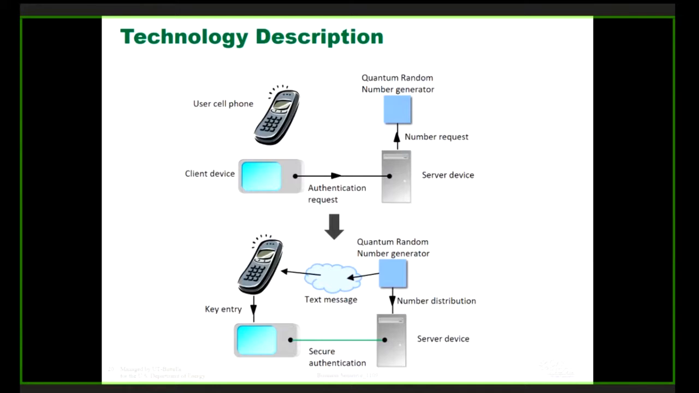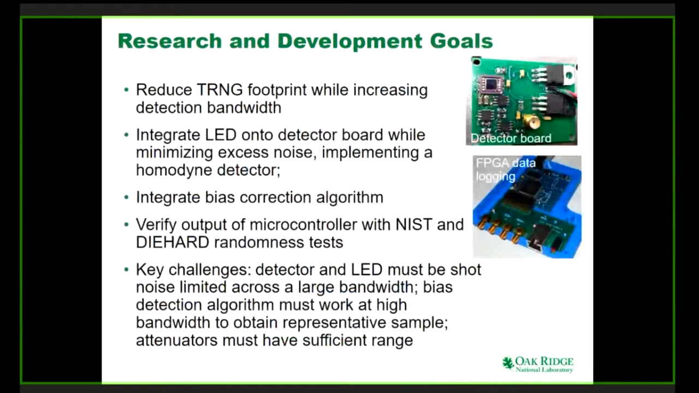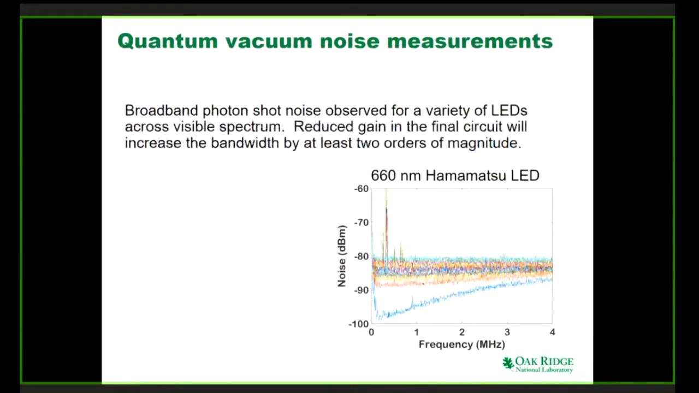So we've been working on making it smaller, eliminating all the expensive optics, and I have some pictures of it here. We got an FPGA backend for reading the data out of this, and let me show you some data. So here's what the quantum noise looks like. Everybody knows what white noise looks like, right? If you don't, I'll tell you it's flat on a spectrum analyzer.